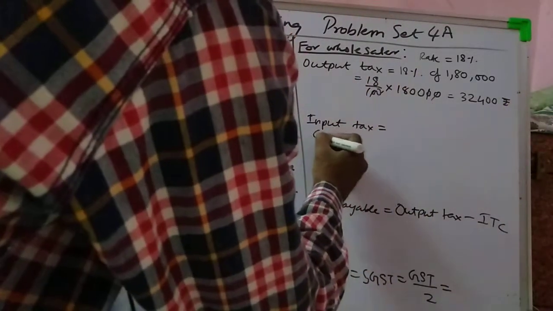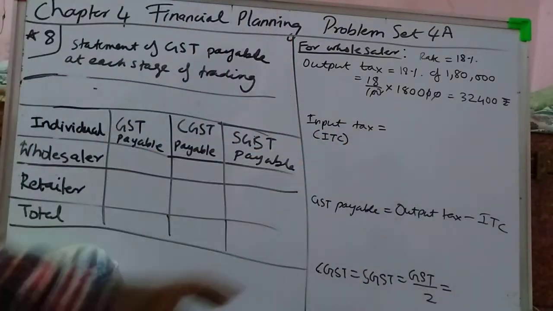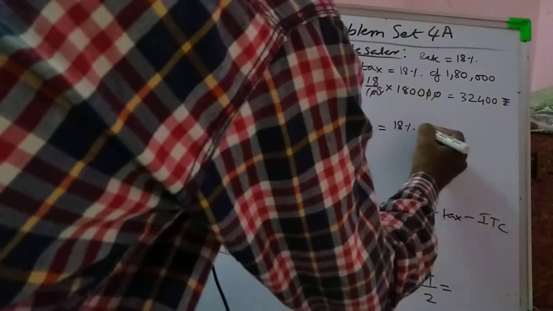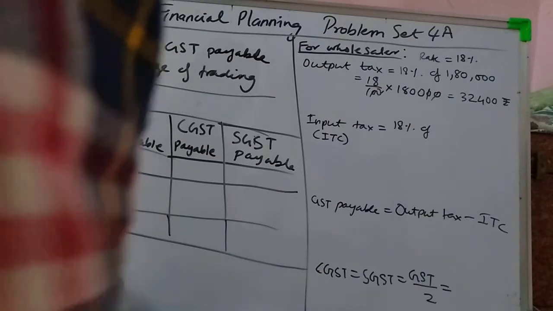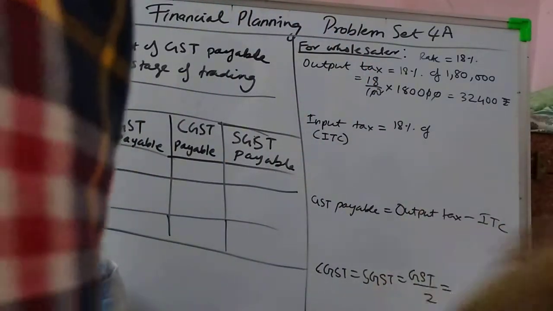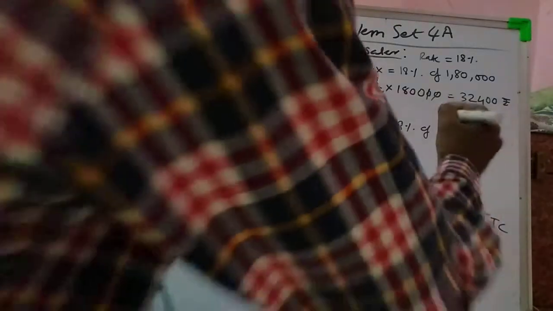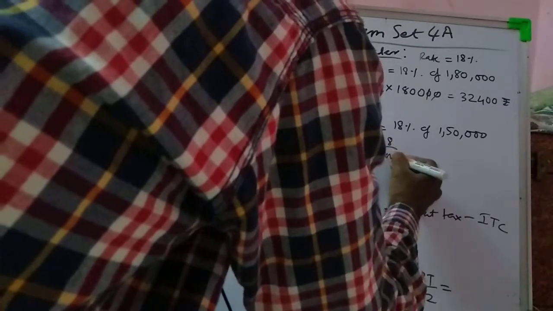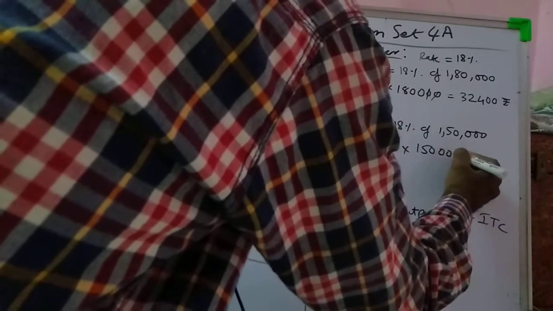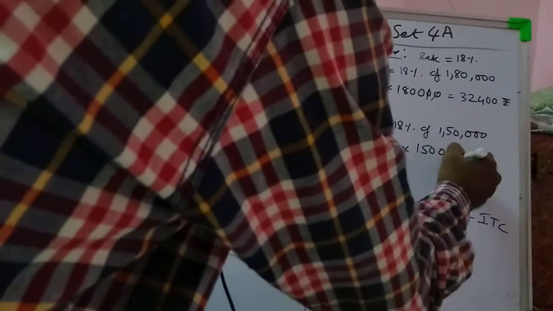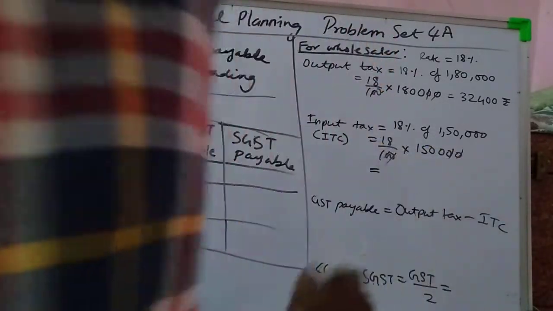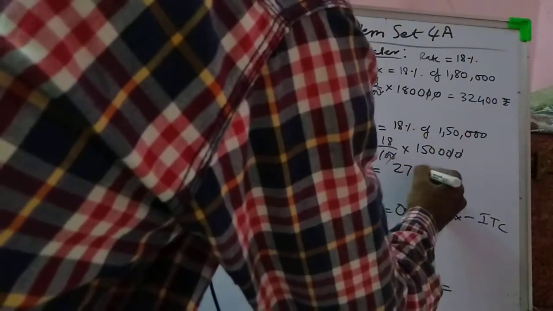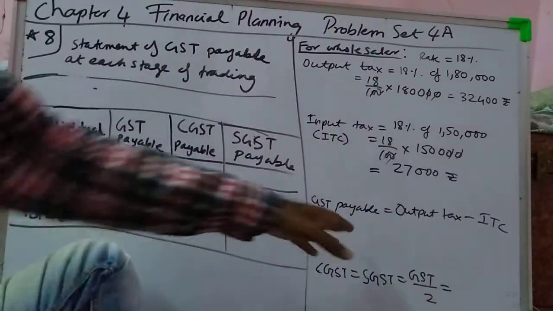Input tax is also called input tax credit. That is also 18%. 18% of how much? It is the purchase, which is 1,50,000. So that is 18 upon 100 into 1,50,000. Cut this and multiply, and you get the answer, 27,000 rupees.